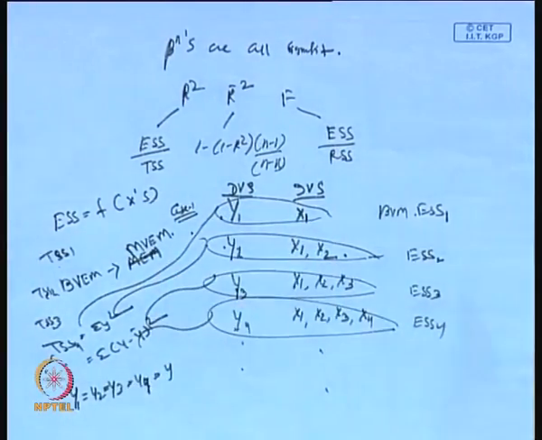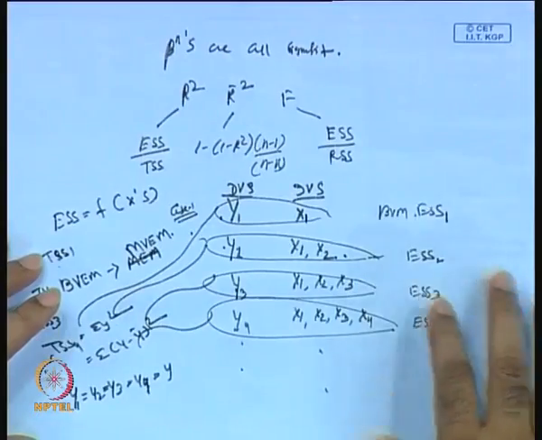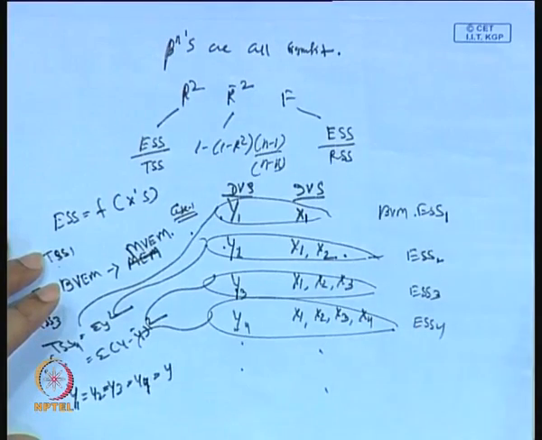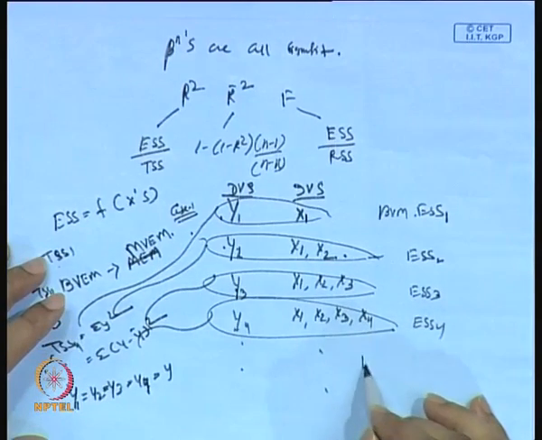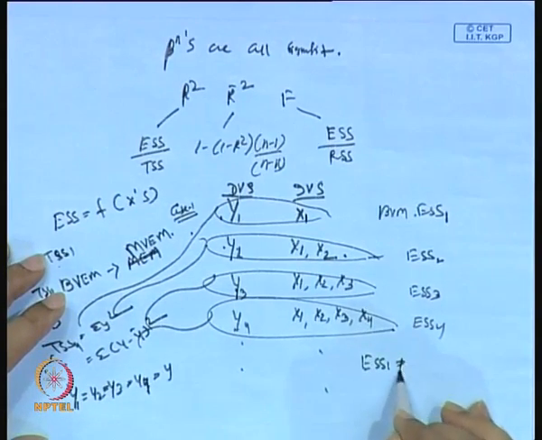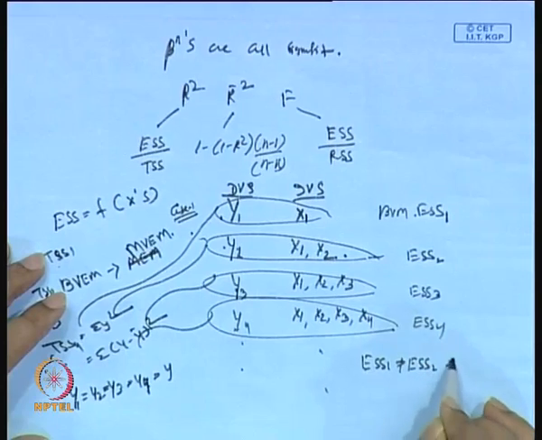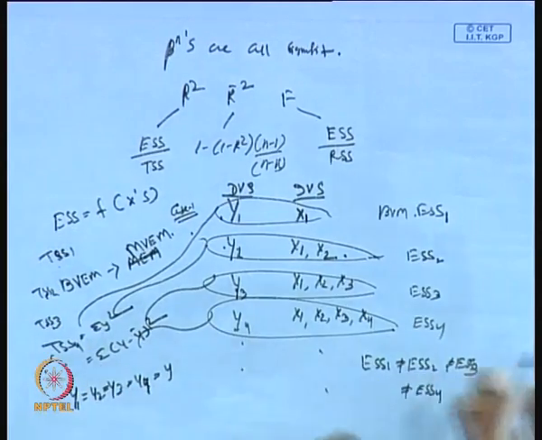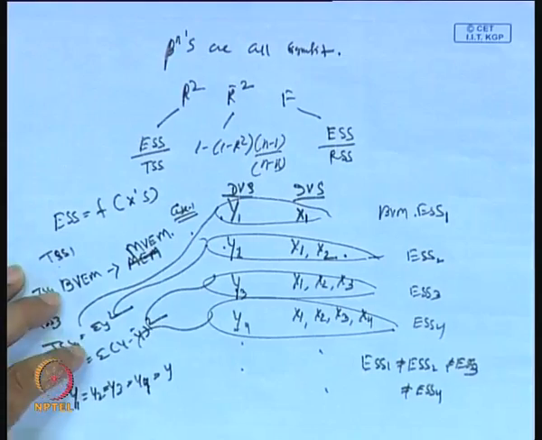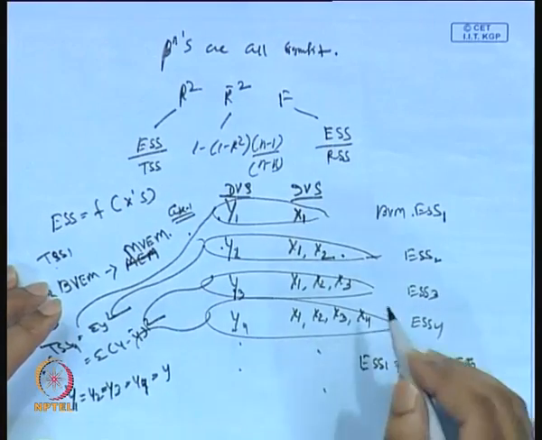So every time summation y square is appropriate to use, but on the other side, ESS1, ESS2, ESS3, ESS4 are not at all equal. That means ESS1 is not equal to ESS2, not equal to ESS3 and not equal to ESS4. So what is the setup of ESS? It is the explained sum of squares. What is the explained sum of squares?